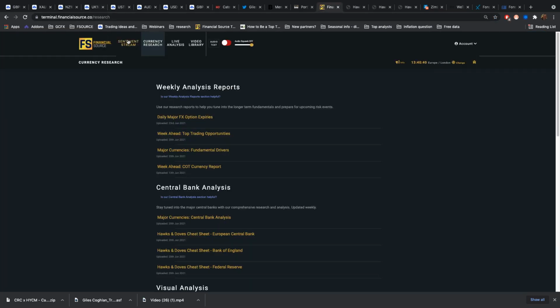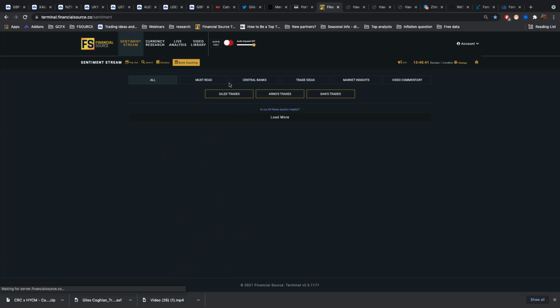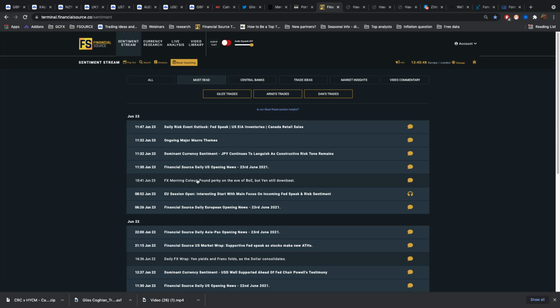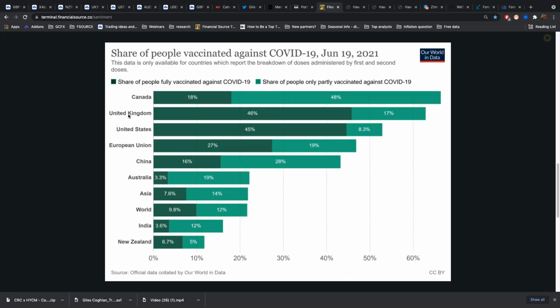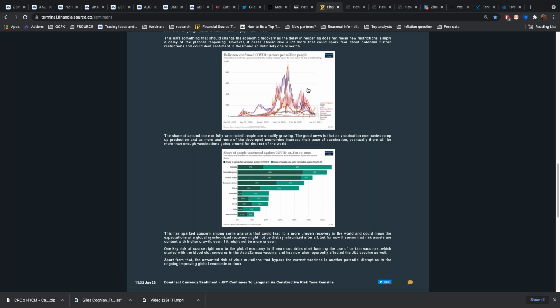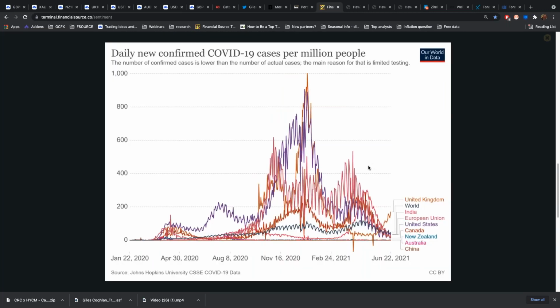Now, if you just look at a report here from one of our partners, Financial Source, I'll just show you some of those details so you can understand exactly what's going on now. Let me just show you here. And if you look at the amount of vaccinations that have taken place, see, UK around 50%, so around 60% with one vaccination. Now, the thing here is how many people are actually dying of COVID-19. Now, cases are not as important as hospitalizations and deaths.